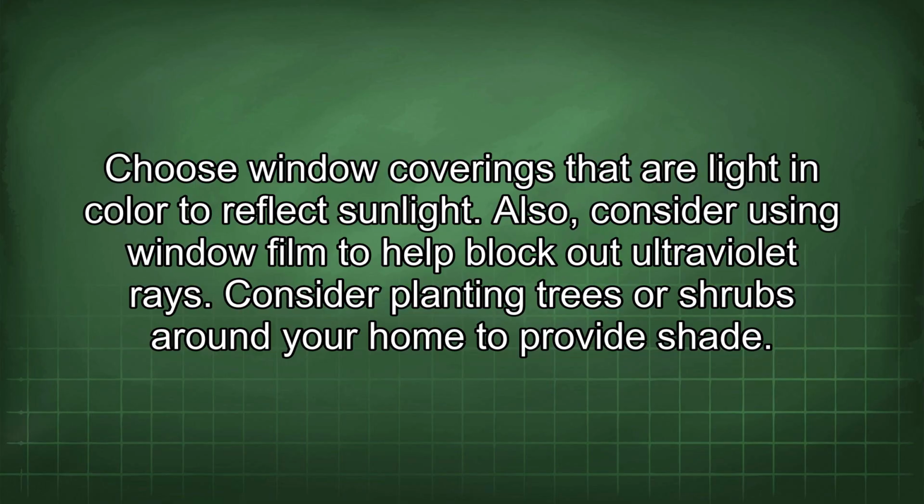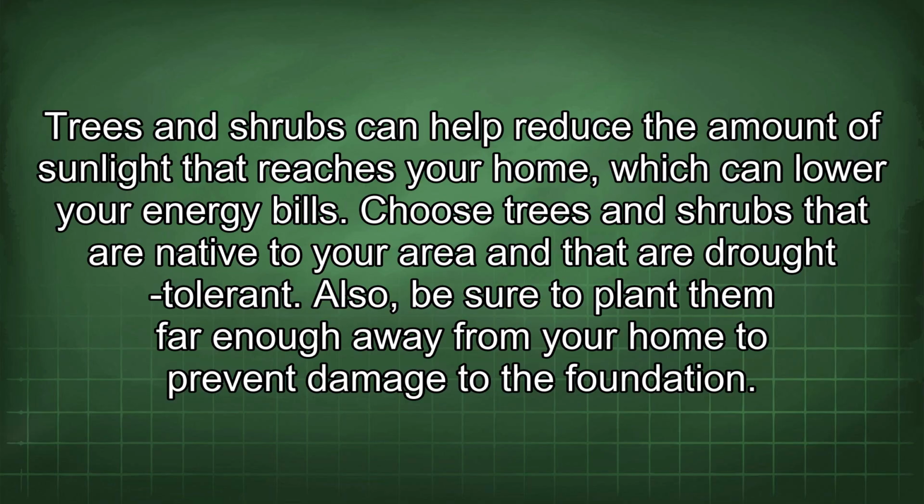Consider planting trees or shrubs around your home to provide shade. Trees and shrubs can help reduce the amount of sunlight that reaches your home, which can lower your energy bills. Choose trees and shrubs that are native to your area and that are drought tolerant. Also, be sure to plant them far enough away from your home to prevent damage to the foundation.